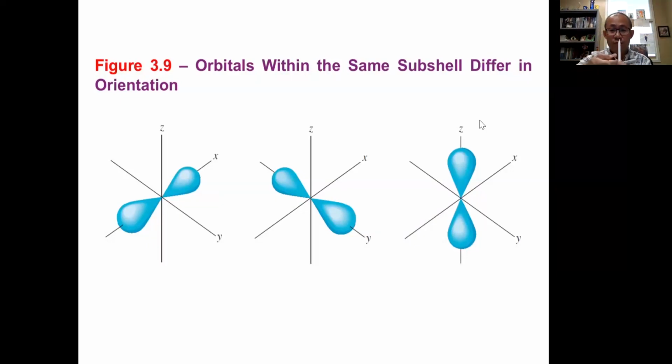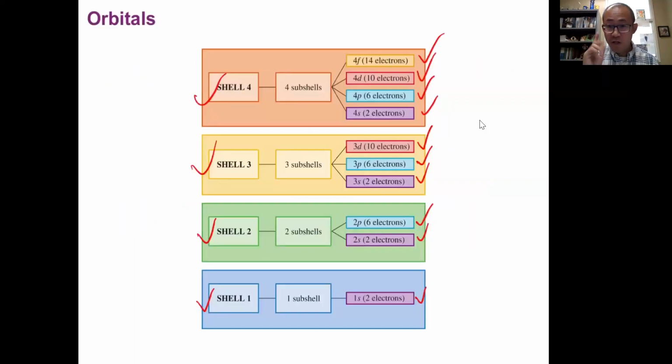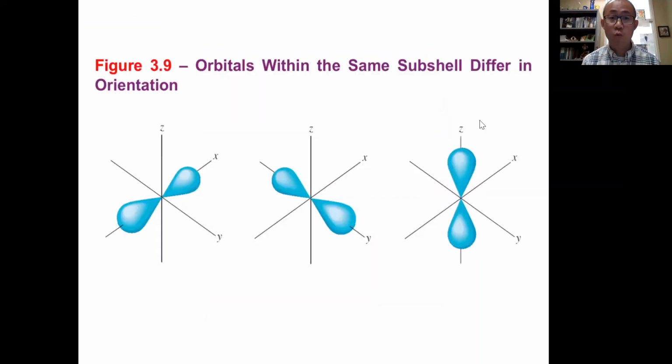They're perpendicular to each other, if you guys notice. Okay, one is x, another one is y, another one is z. So that's how p subshells have 3 orbitals. They're py, px, pz.